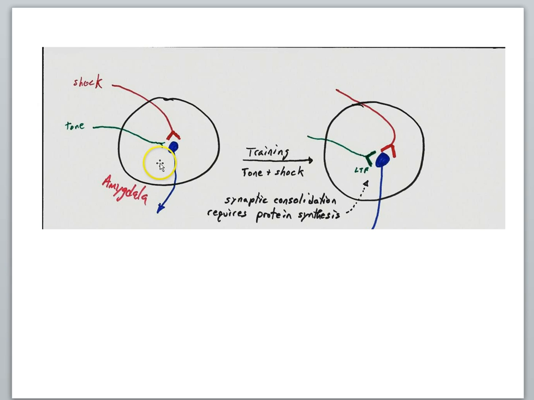Neurons that fire together wire together. So tone shock, tone shock, tone shock. What happens is LTP will be established, and you're going to need some protein synthesis, right, for the late phase of LTP. Now the tone pathway is strong enough to generate the fear response. That would be the conditioned response.